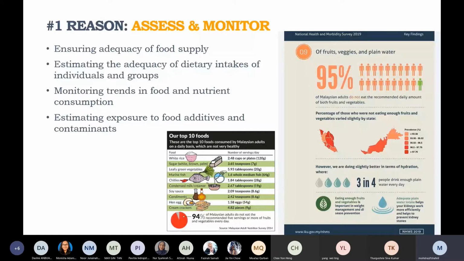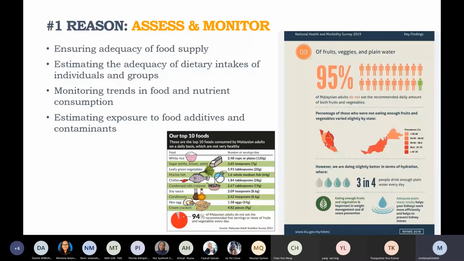Okay, so that is the place where we assess and monitor the dietary intake of the population, using the Malaysian Adult Nutrition Survey. And also another venue that we use is the National Health and Morbidity Survey. It's on the screen. The latest one is 2019. So these are sort of the findings when you assess and monitor the dietary intake.